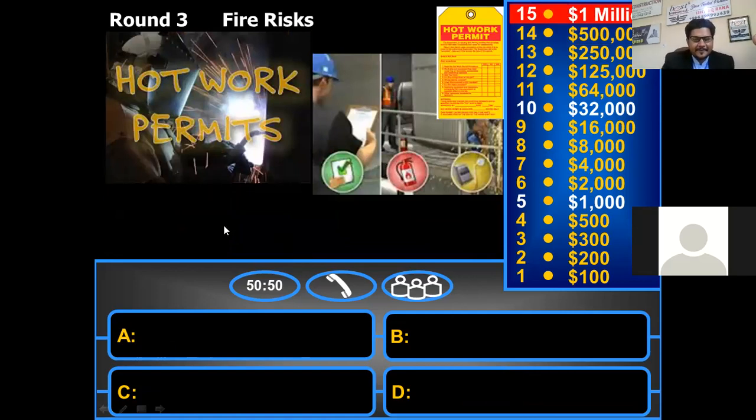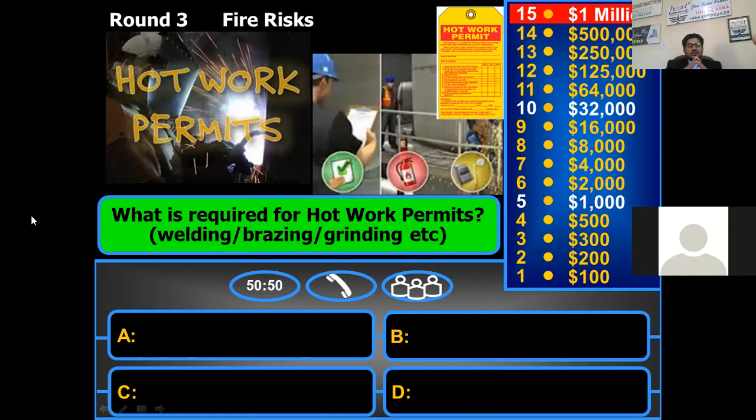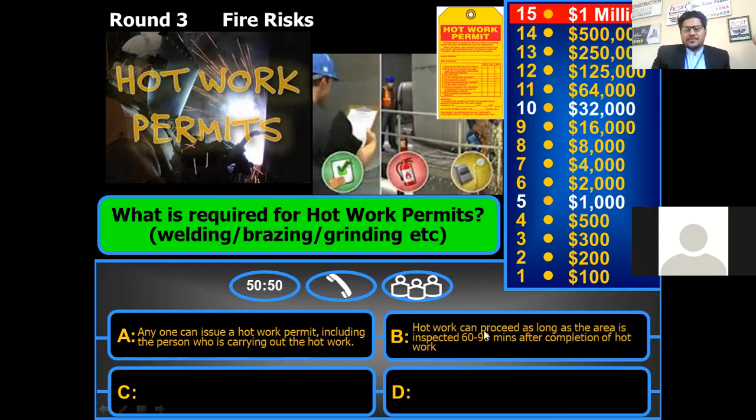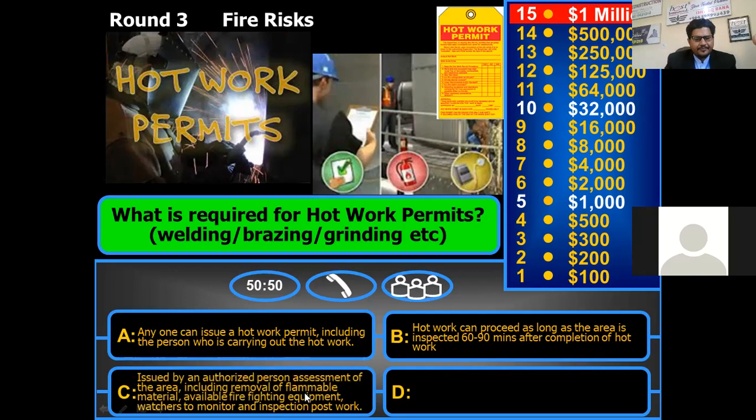Look at the picture first. The question is, what is required for hot work permits? Could be like welding, brazing, grinding. Option A is anyone can issue a hot work permit, including the person who is carrying out the hot work. Option B, hot work can proceed as long as the area is inspected 60-90 minutes after completion of the hot work. Option C, issued by authorized person, assessment of the area, including removal of flammable material, available firefighting equipment, watches to monitor and inspection post-work. Option D, all of the above.